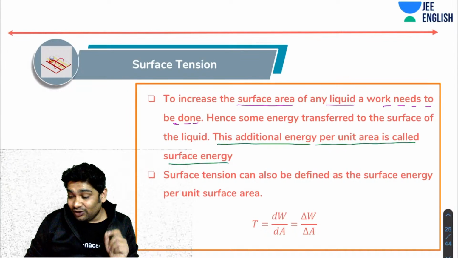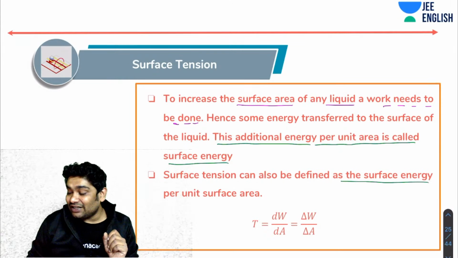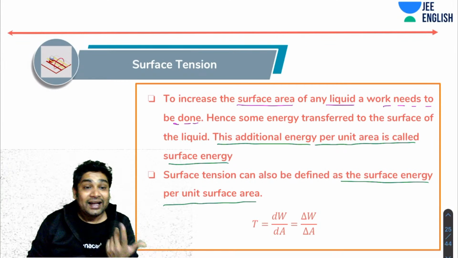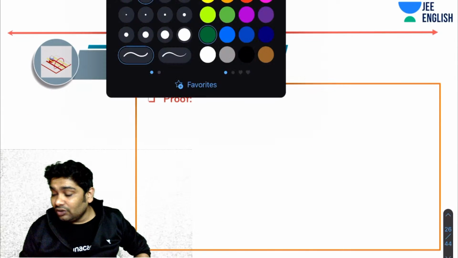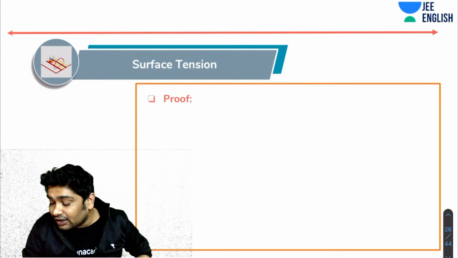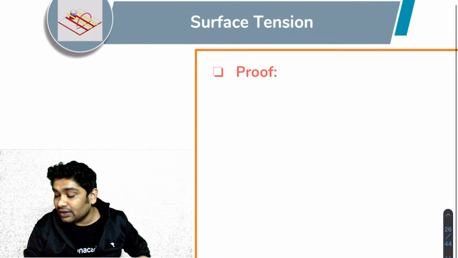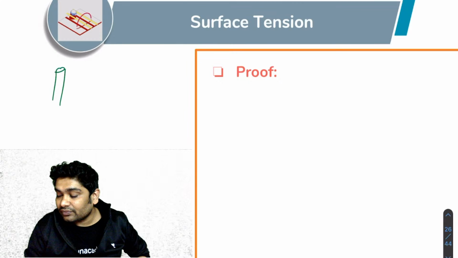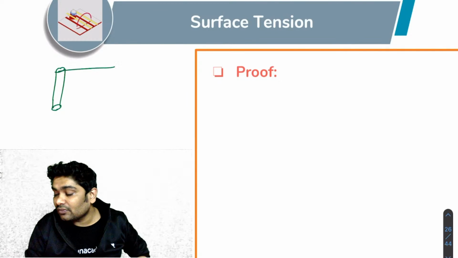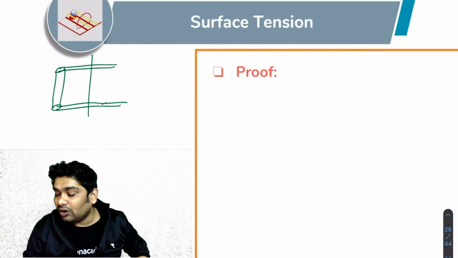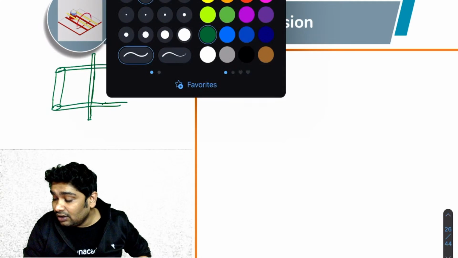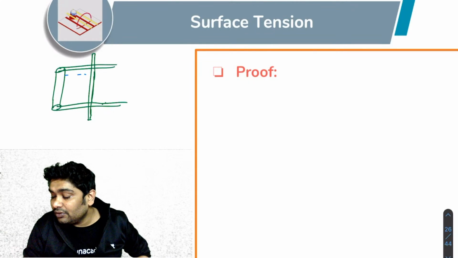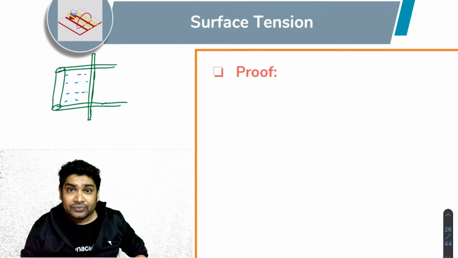Now you will also realize that surface tension can also be defined as the surface energy per unit area. How do we do that? Let's try and imagine how I get this expression. We can perform an experiment wherein you consider a thin frame of wire. Imagine that this frame of wire has a movable rod, and in the middle you have formed a liquid layer, trapped a liquid layer here.